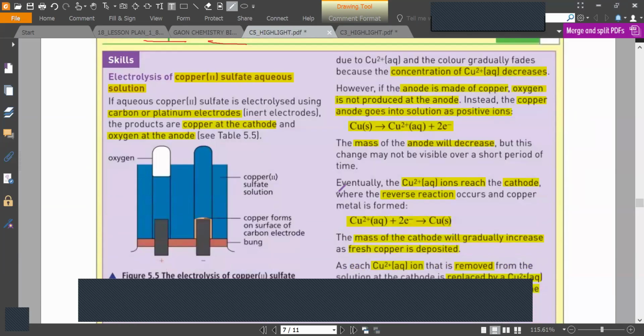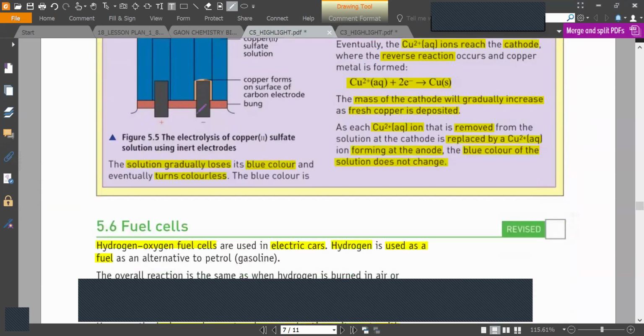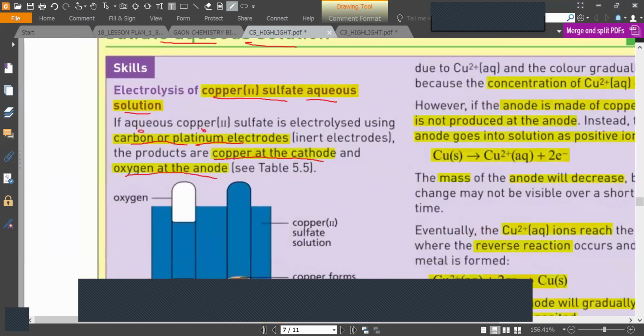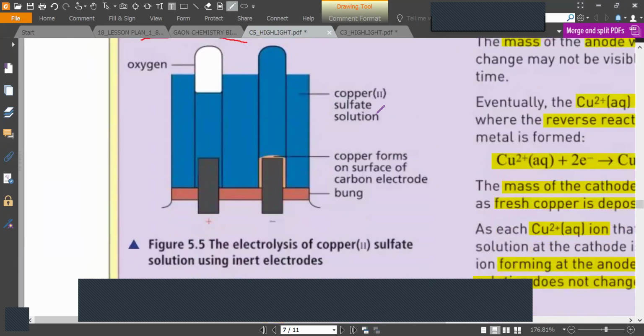Okay. So this one, electrolysis of copper sulfate aqueous solution. We are coming to the next example. Carbon and platinum electrodes. Normally we will use inert electrodes like carbon and platinum. And then the products will be copper at the cathode and oxygen at the anode. So we will try and understand what is going on here.